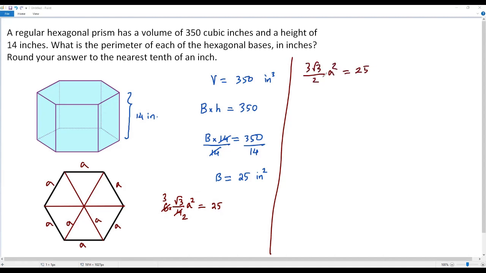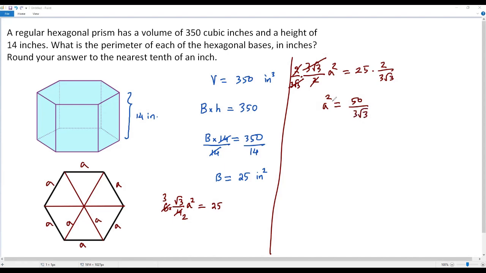Okay, now to solve for A in this one, we have to get this fraction over here. For that, we have to multiply both sides of this equation by the reciprocal of this fraction. That is 2 divided by 3 times square root of 3. Let me do the same thing on the right side as well. That is 2 over 3 times square root of 3. Here 3 square root of 3, 3 square root of 3 will cancel and 2 will cancel out. I am getting A square equals to, and here 25 times 2 is 50. That is 50 divided by 3 times square root of 3.